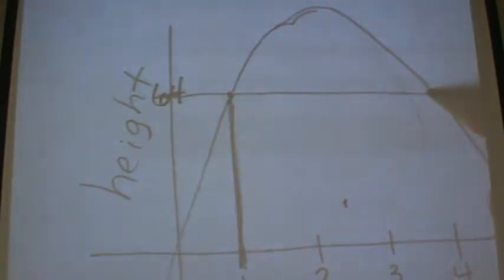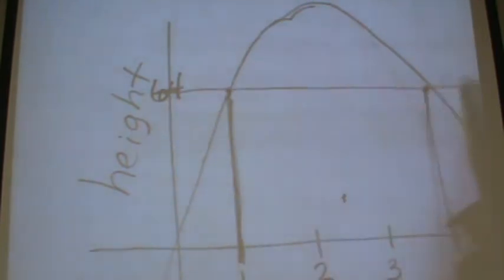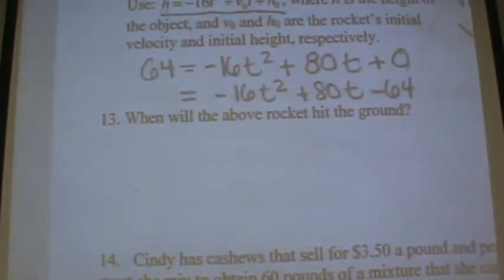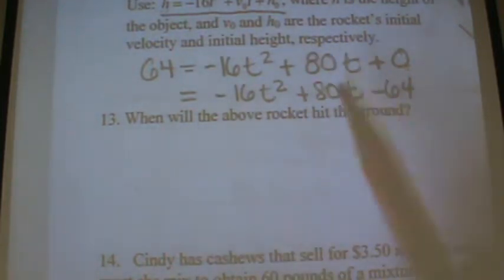When is it going to reach 64 feet? At 1 second, and then it goes up higher, and then at 4 seconds. Sorry, I didn't draw this very well. But 1 and 4 seconds are the 2 times. And these will be your x-intercepts. Why are they your x-intercepts? Because I set this equal to 0. So 1 and 4 seconds.